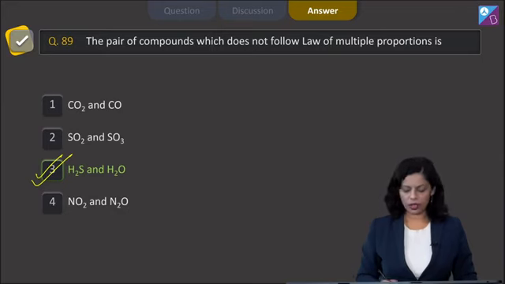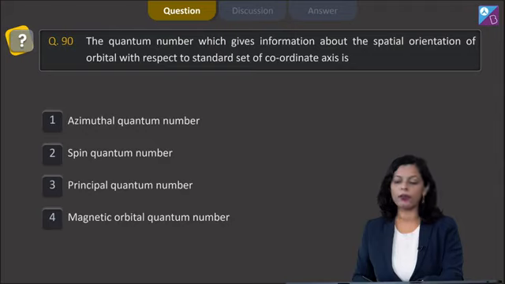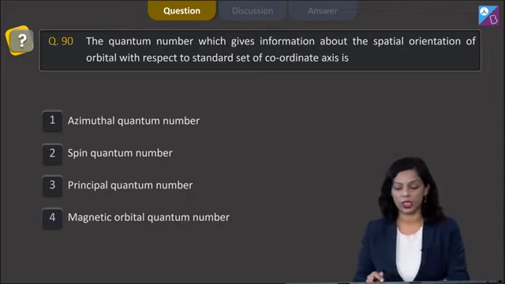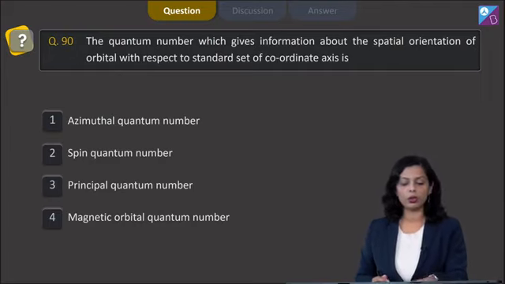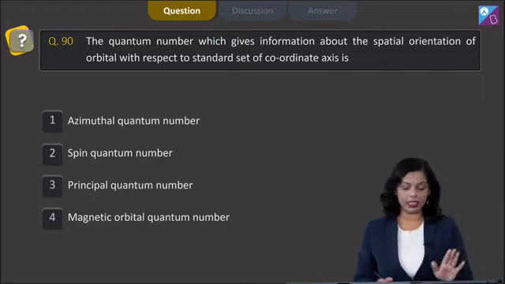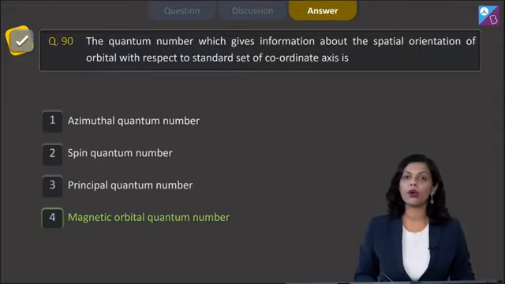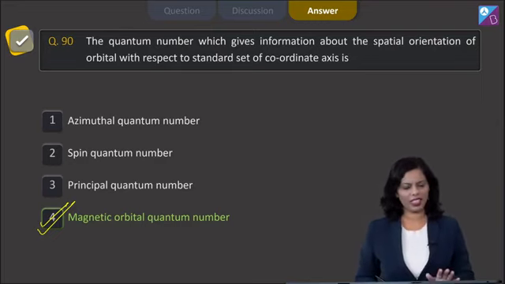Okay. Now the turn for the 90th question. The quantum number which gives information about the spatial orientation of an orbital. They're not talking about the electron, so check the question clearly. Spatial orientation of the orbital with respect to a standard set of coordinate axes is given by the magnetic orbital quantum number, which is given in option 4. That's your answer. Easy question it was.